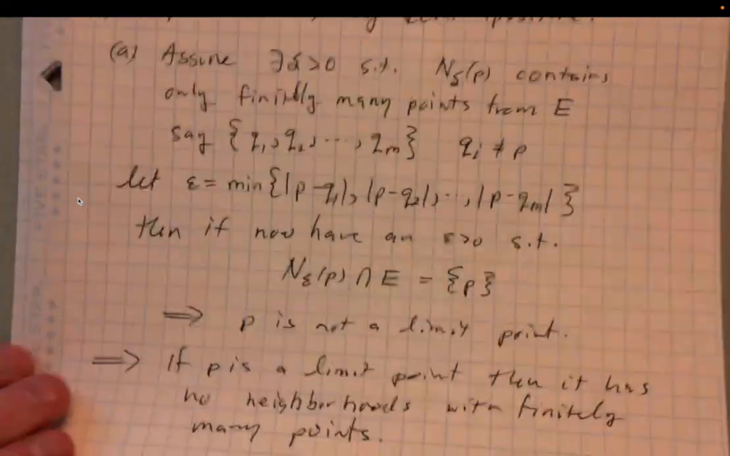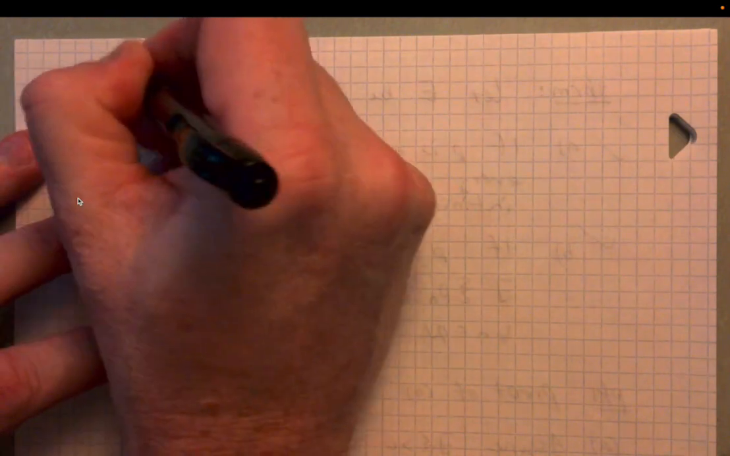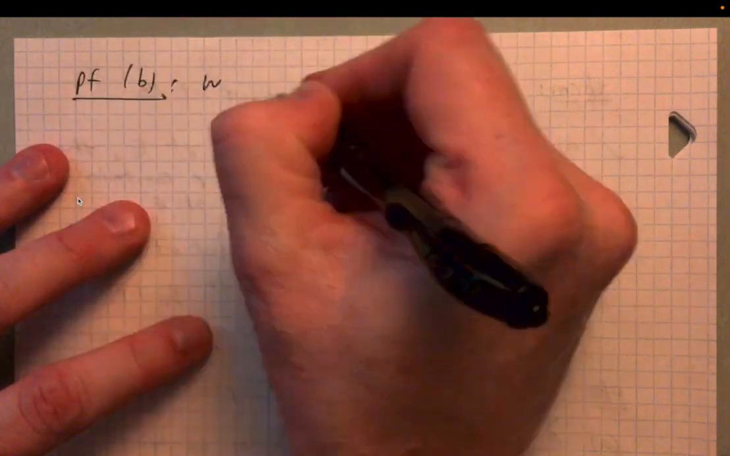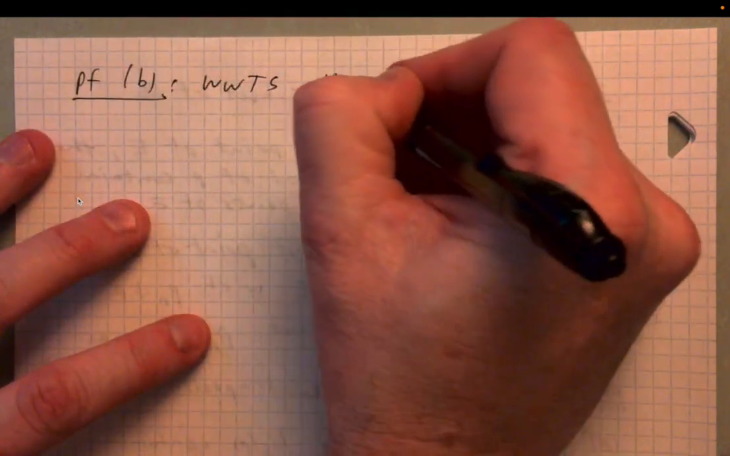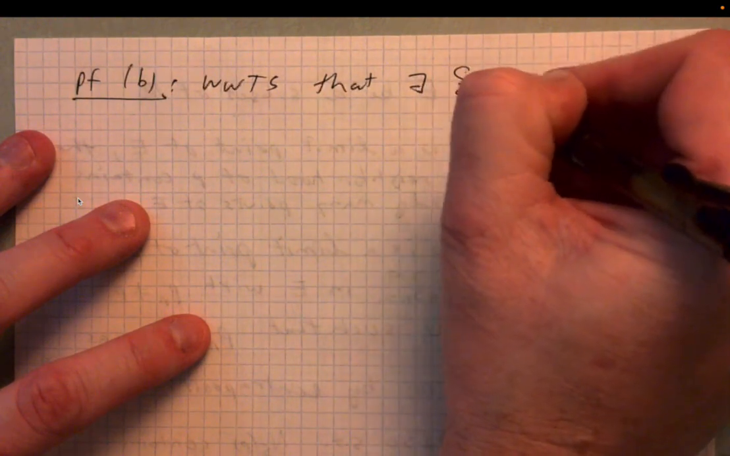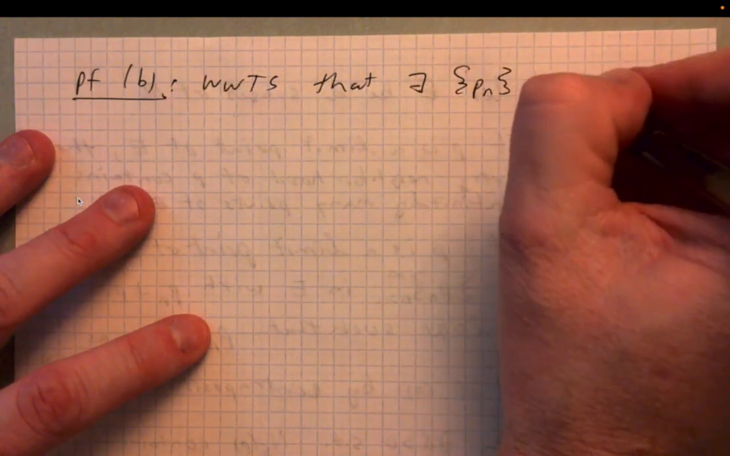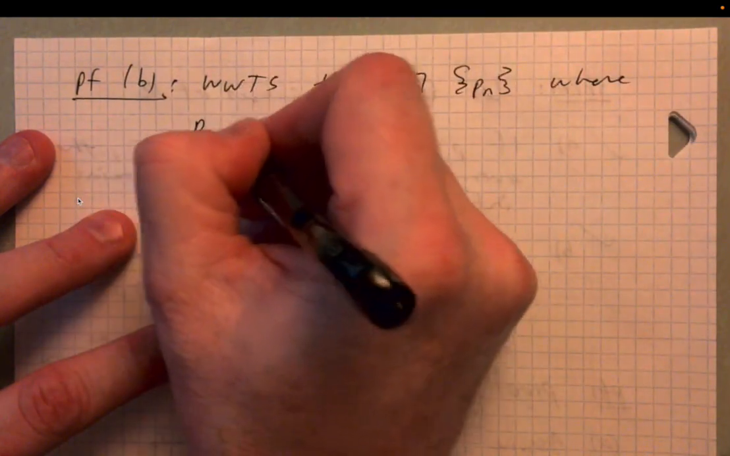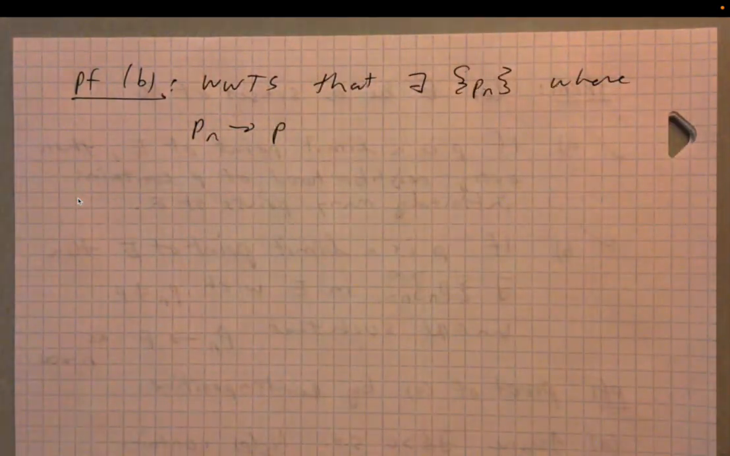Let's take a look at part B now. Now remember, part B says, hey, look, I've got a set E and I've got a limit point in E, then I need to show that there's going to exist a sequence in E that converges to my limit point. Okay, so this will be the proof of B, right? So we wish to show that there exists P sub n where P sub n converges to P.